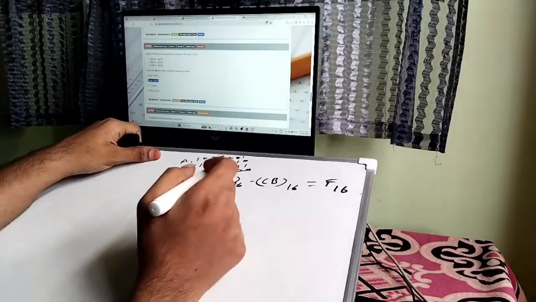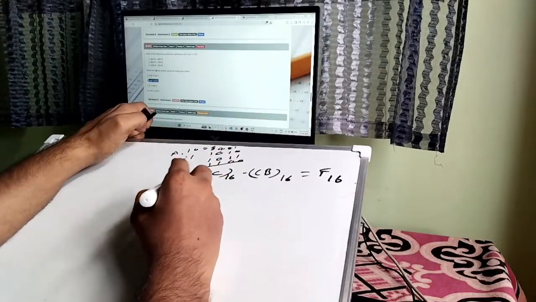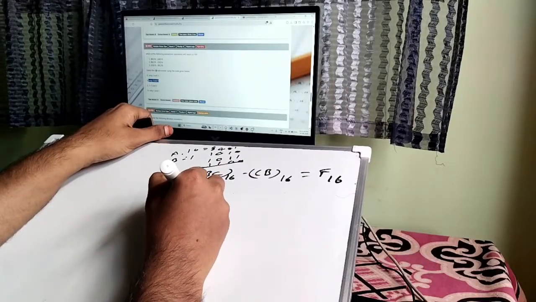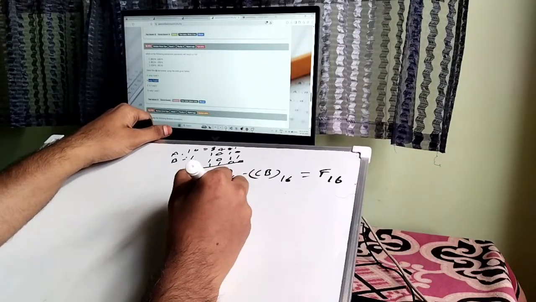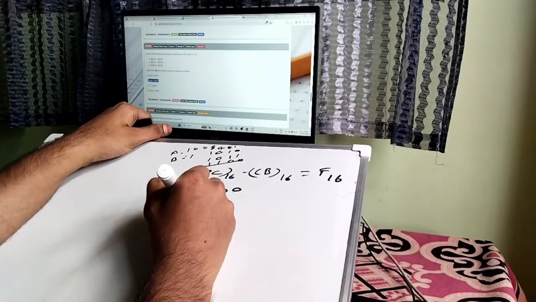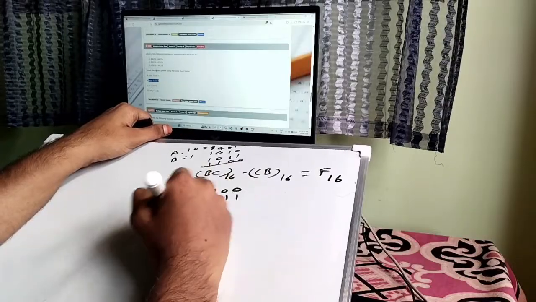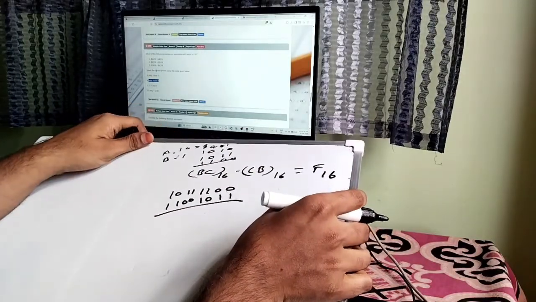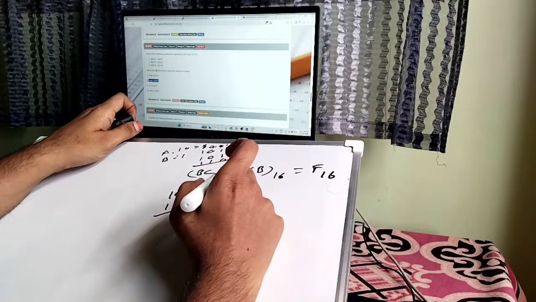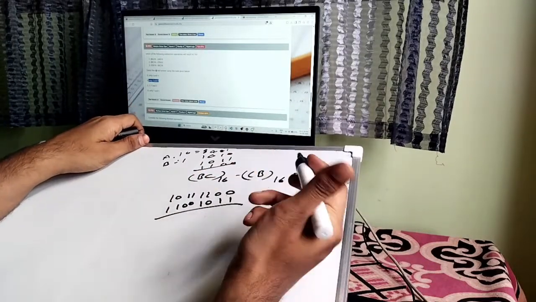So let's do it. If we take these two things, B means 1, 0, 1, 1 and C means 1, 1, 0, 0. Am I correct? B means 1, 0, 1, 1. Yes, correct. So if we do this subtraction, what will we get?